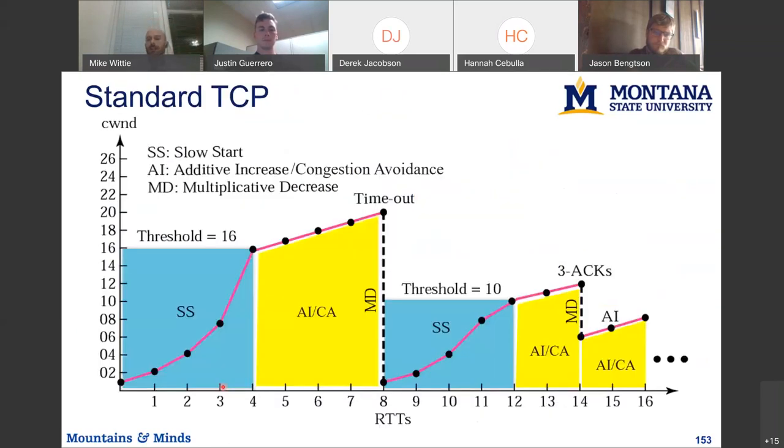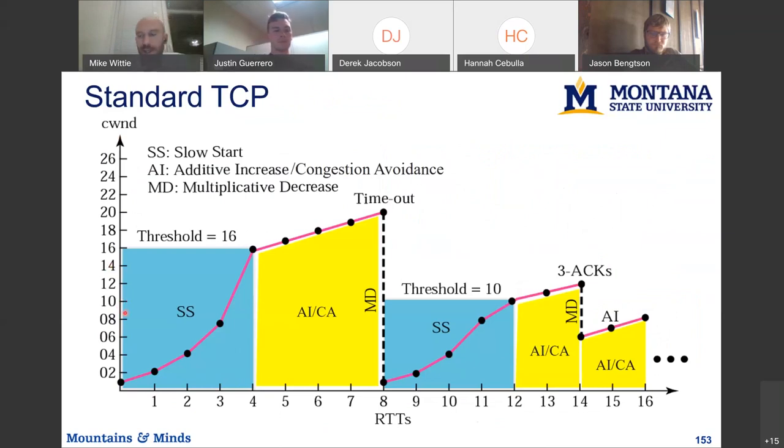All right, let's bring more detail into this discussion. So here we have round trip times. One round trip time, two round trip times, basically how long it takes to send a packet back and forth: send a packet and get an acknowledgement. And here we have congestion window size. We'll assume that the receive window size is very large, much larger than this, so we don't have to worry about it. We'll just talk about congestion window.